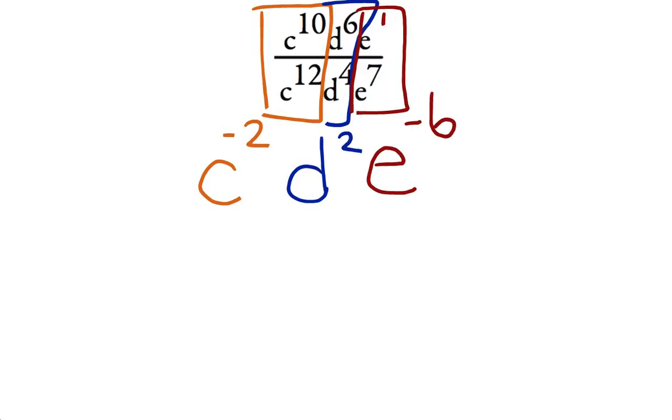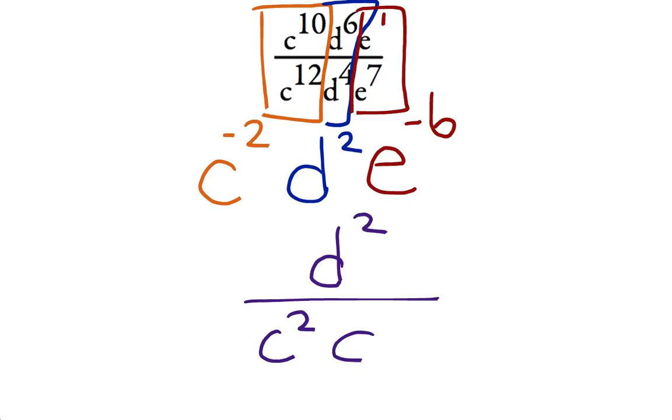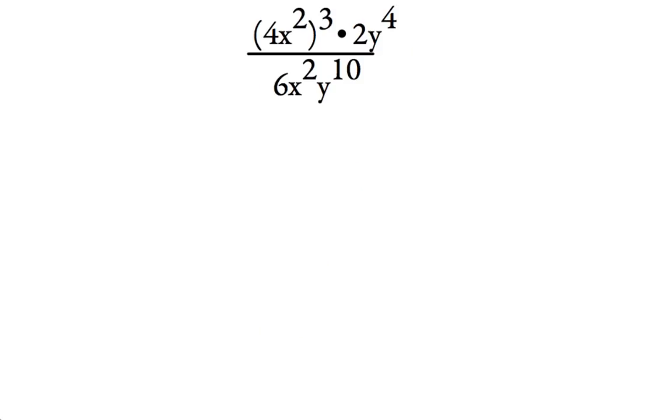Okay, again, anything that has a negative exponent, I need to take the reciprocal of it. So it looks like I need to take the reciprocal of c and e. This will leave me with d squared all over c squared times e to the power of 6. That is my final answer.